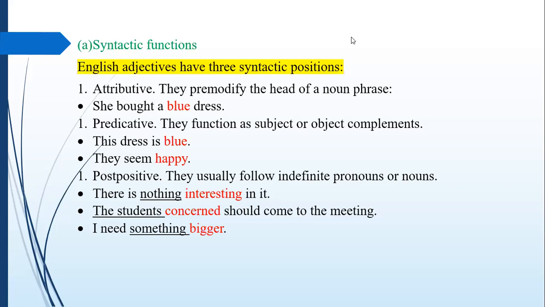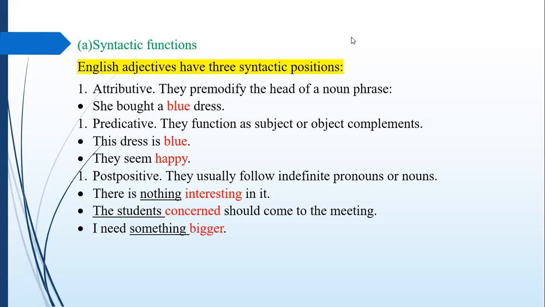Number two, we use adjectives as what? Predicative. خبرية. They function as subject or object complement. She is very beautiful. She is very studious. She is very, let's say, clever, and so on. So these adjectives are used as predicative, as subject or object complements.